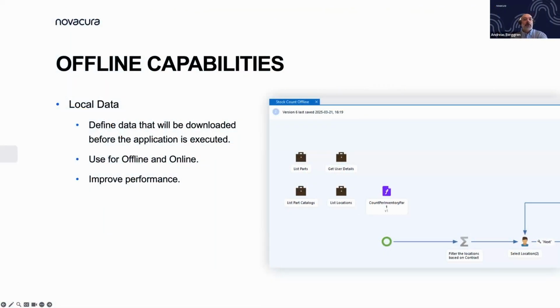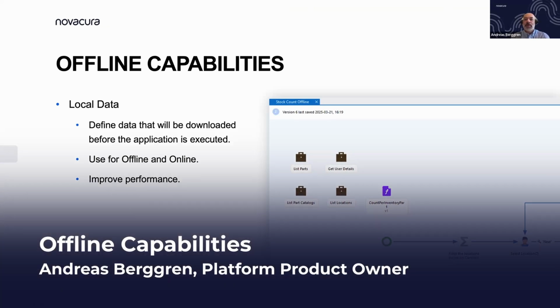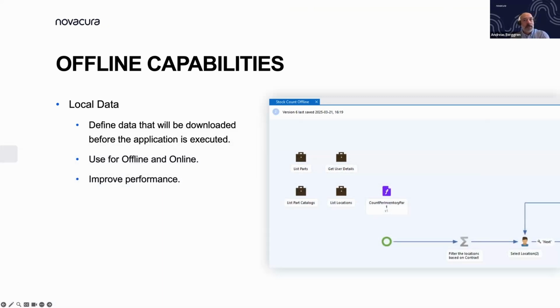So in Flow Connect, we are reworking the offline functionality to be more effective in mixed online and offline scenarios. So the first part is the ability to preload data that can be used in your application, regardless of whether you are offline or not. You can define the data to be downloaded before the application is executed. So this is useful not only for offline scenarios, but also when working with large data sets or using the app in environments with slow connections.